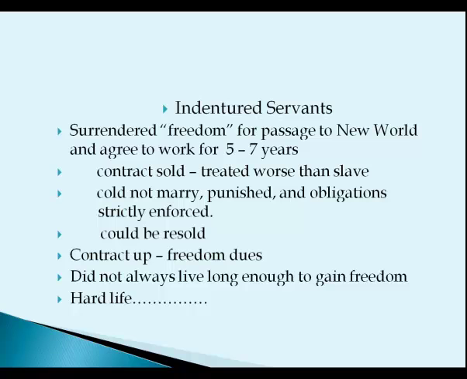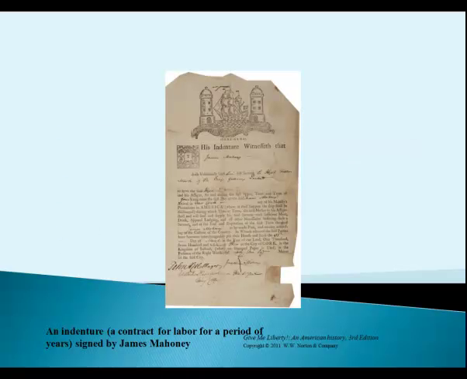Anything that you broke, you had to work longer to pay for. The rules and regulations were very strictly enforced, and you could even be resold. But once your contract was up, if you lived for 5 or 7 years, they had what they call freedom dues. And the freedom dues at one time included 50 acres of land and a set of clothing and something to get you started on your own. But a lot of them didn't live long enough to gain freedom because being an indentured servant was extremely hard.